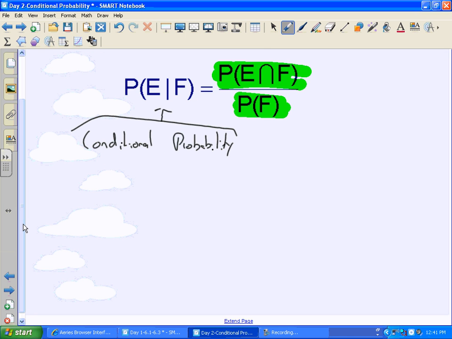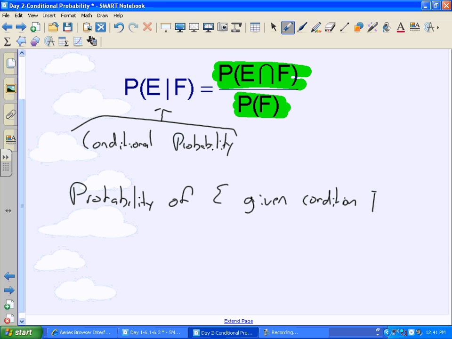Okay? Remember, and or intersection means both. Are we clear on that? And then this is now a condition. So we'll read that. That reads as find the probability of E given the condition F.